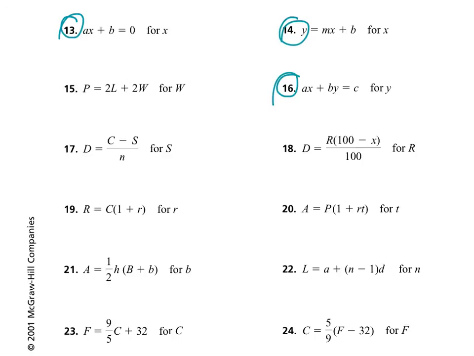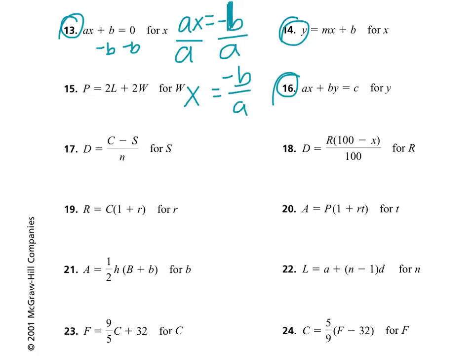Okay, here we go. Look at number 13. We want to get x by itself. Before I can get x by itself, I've got to get ax by itself. So that means I'm going to subtract b from each side. So I now have ax equals the opposite of b, or negative b. All right, now I want to finish getting x by itself by getting rid of a. That means x is equal to the opposite of b over a, or negative b over a. So that takes care of 13.